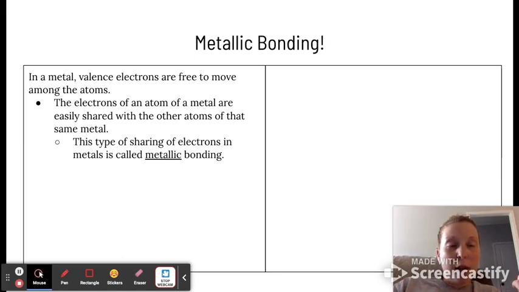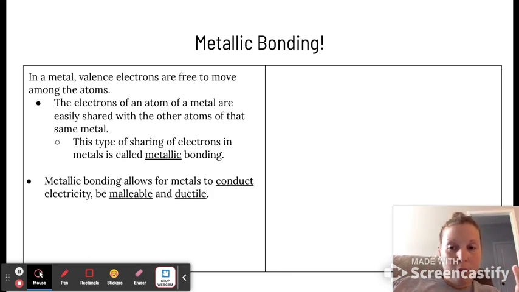So we're not really transferring electrons, and we're not sharing them in the sense of what covalent bonding is, which we'll learn about later in this unit. But we are letting them kind of just do-si-do between cations here. Very loose connection. So metallic bonding allows your metals to conduct electricity, so we know they can conduct electricity, be malleable, which remember means hammered into sheets, and ductile, which means stretched into wires.